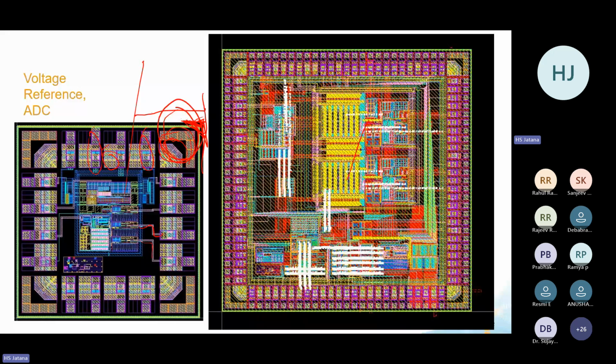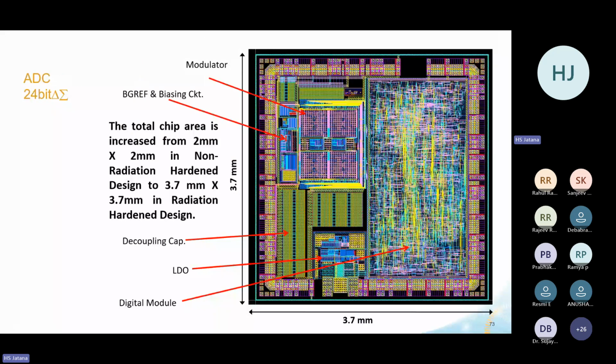This is again one ADC which is a 24-bit. It's a sigma delta radiation hardened. This is used in an actual rocket, in a launch vehicle. This is the decoupling cap. This is the digital part, and this also works on two supplies from the outside. We get only 3.3. This circuit is an LDO. It makes 1.8 volt, and 1.8 volt is supplied to this particular digital circuit internally.